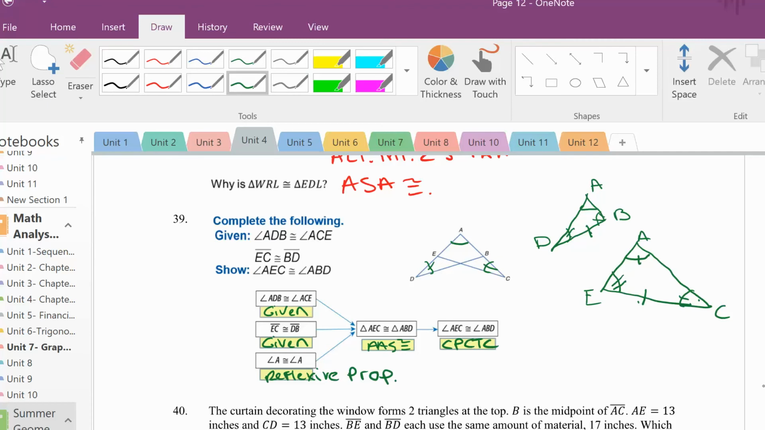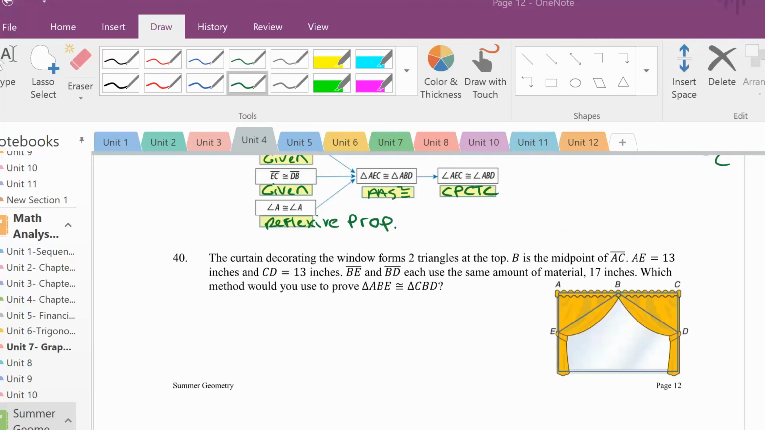All right, so the next thing, it says the curtain decorating the window forms two triangles. So there's one right here, and then there's one on the other side right there. At the top, B is the midpoint of AC. AE is 13 inches, and CD is 13 inches. And since it's the midpoint, those are the same.